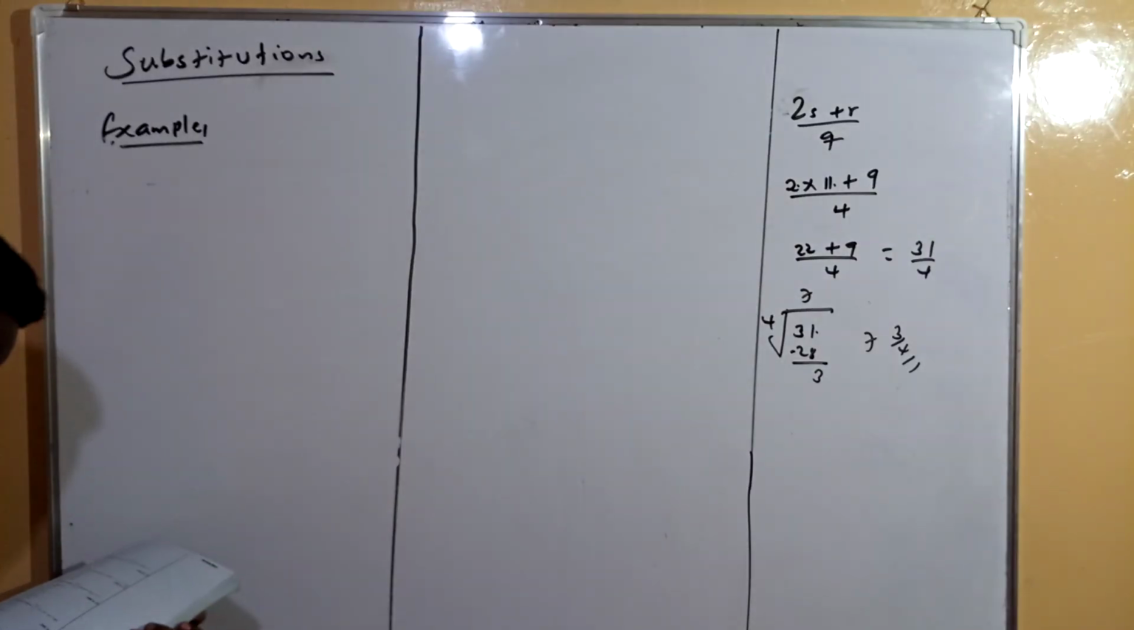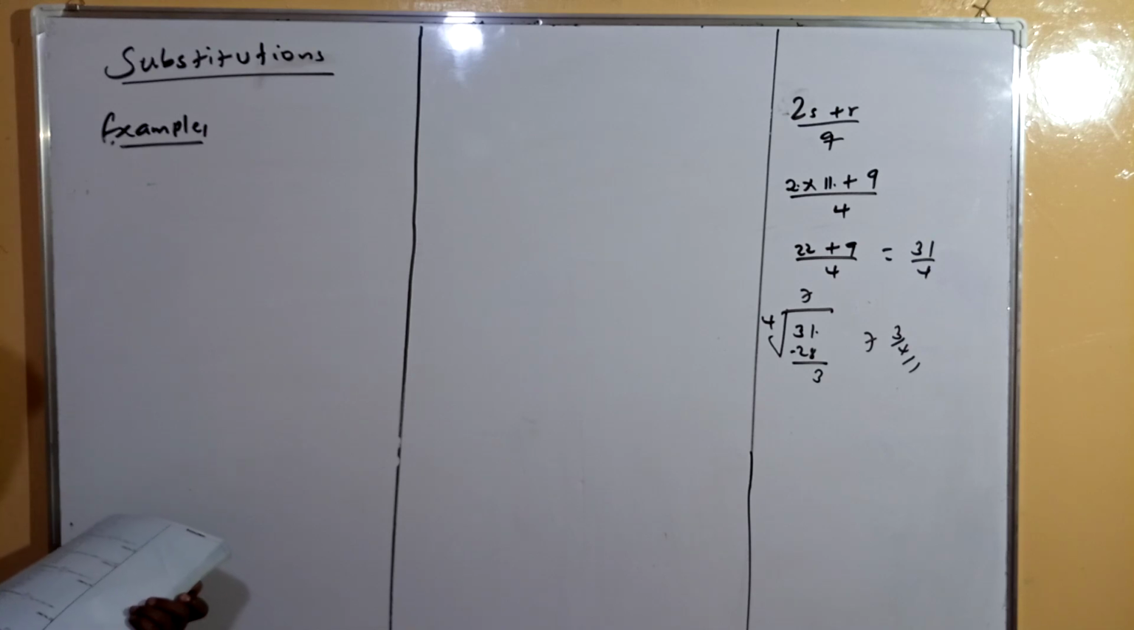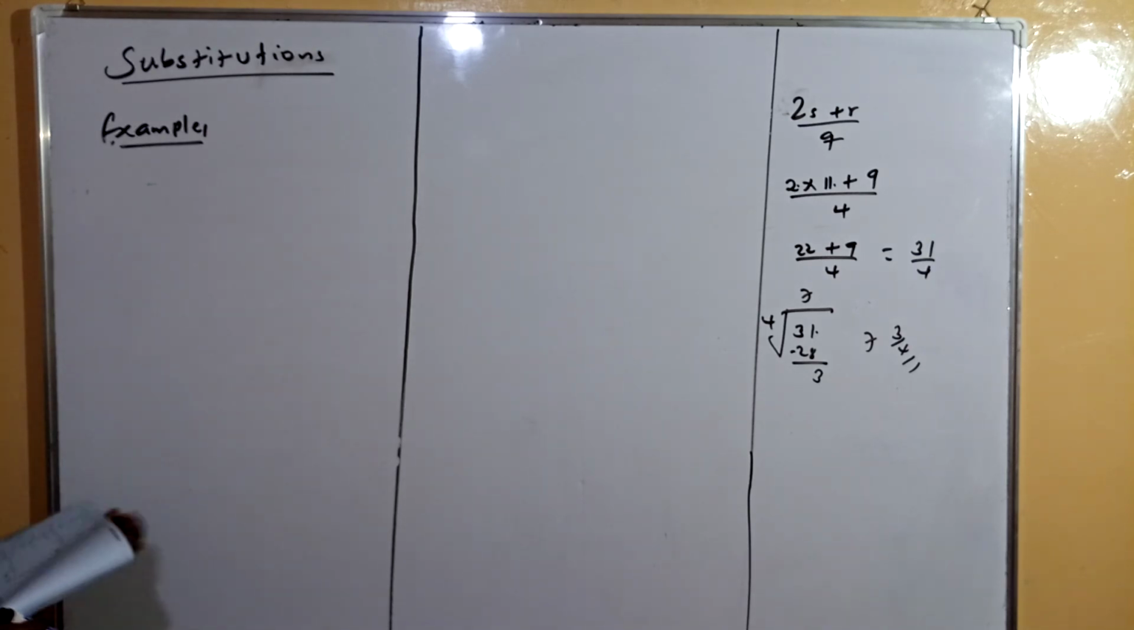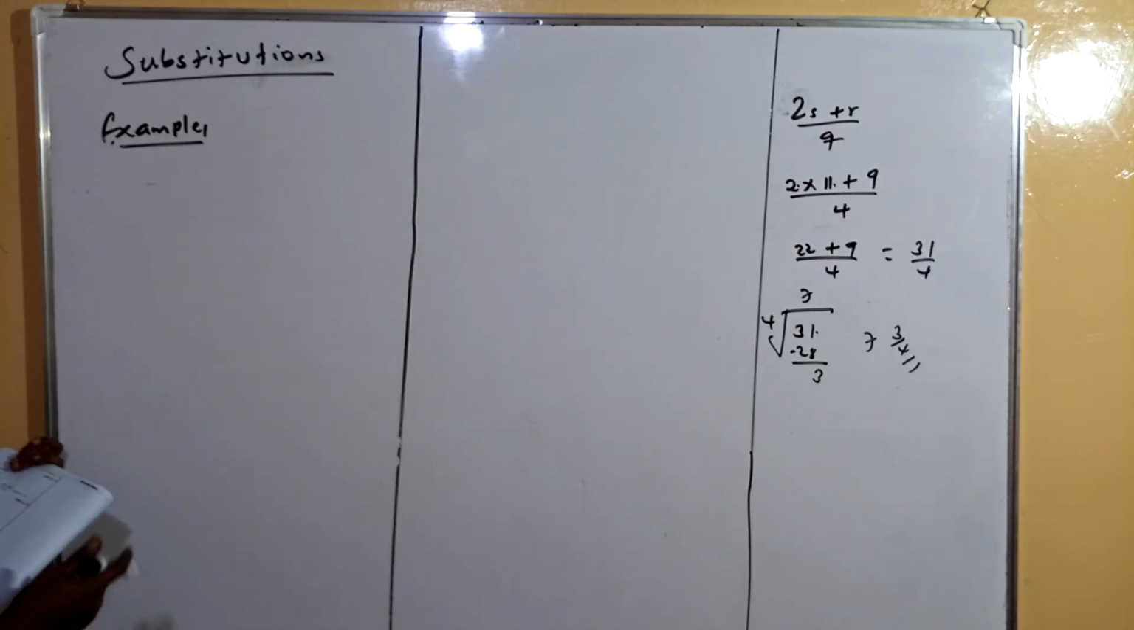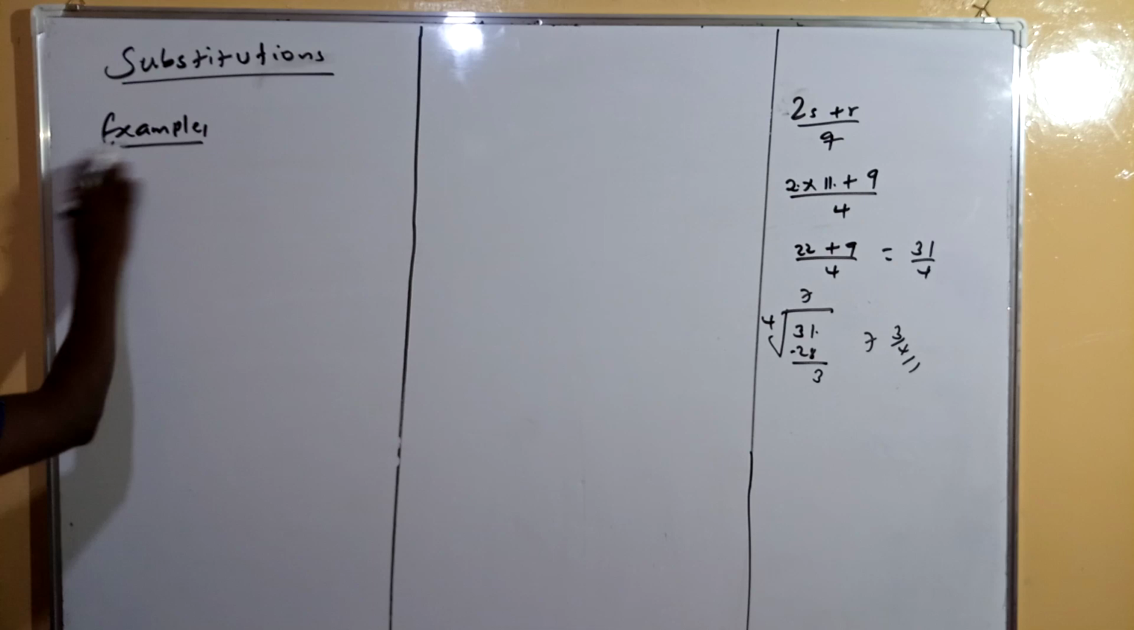Let's see this one. We have this one. You're told, what is the value. This is example 3.